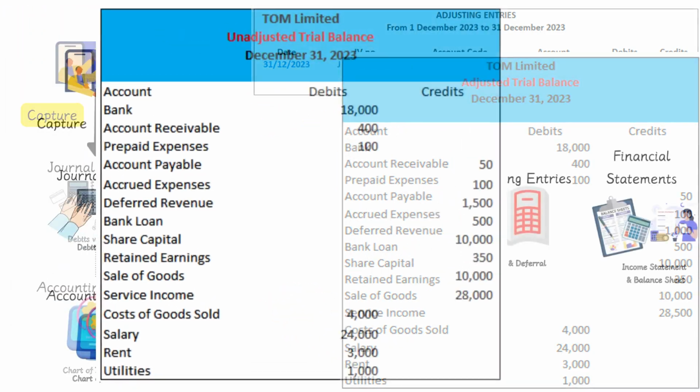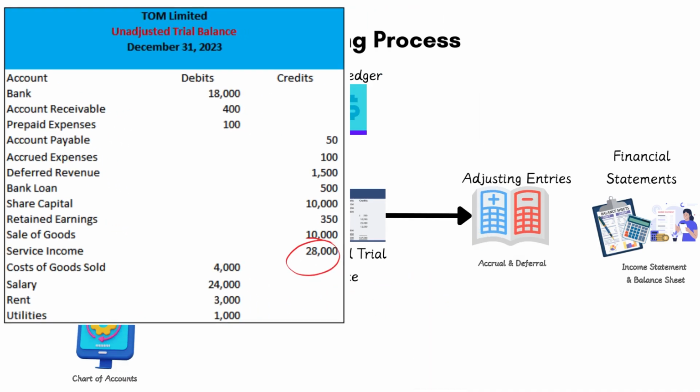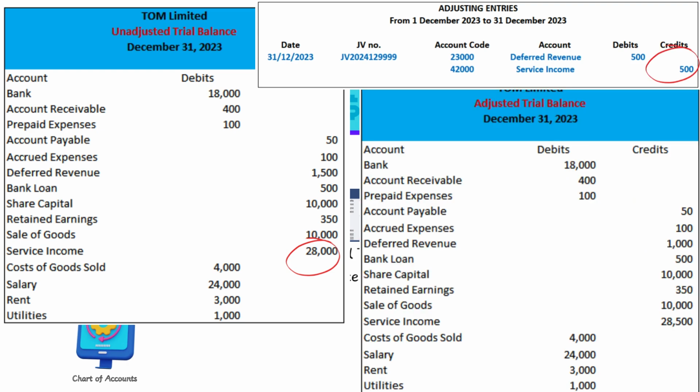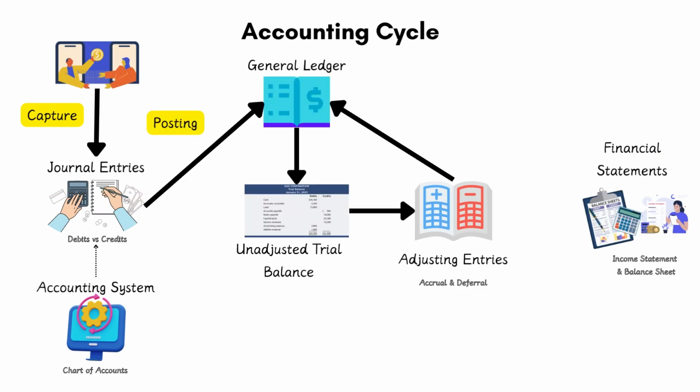For service income, the initial or unadjusted amount is $28,000. However, after incorporating the impact of adjusting entries, an additional $500 is included. Consequently, the adjusted service income amount becomes $28,500. After all adjusting entries are checked and posted to the general ledger, we can generate an adjusted trial balance.